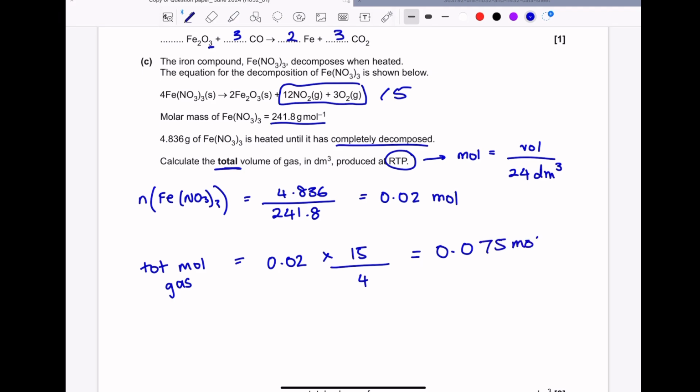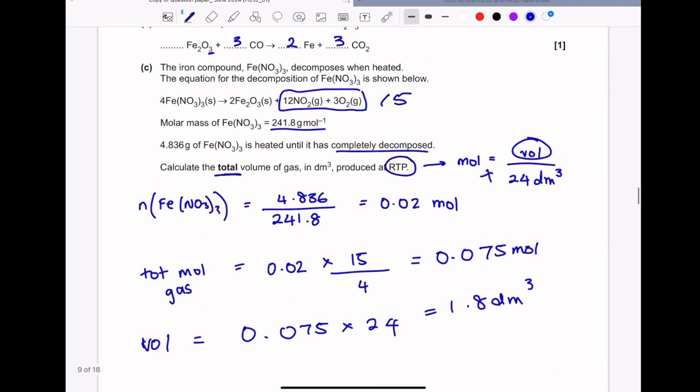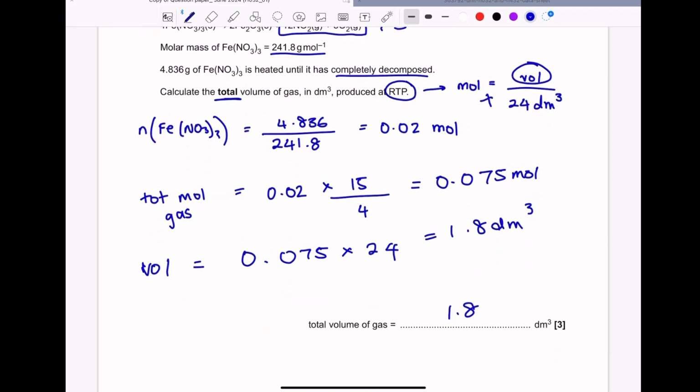That would be equal to 0.075 moles. Now that we have the moles, we need to work out volume. So volume is moles times the 24. So total volume would be equal to 0.075 multiplied by 24. And that is equal to 1.8 decimetres cubed. It doesn't say to leave it to any significant figures, so 1.8 should be alright.